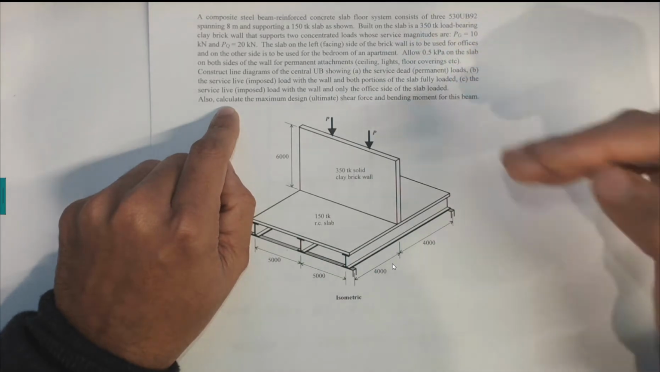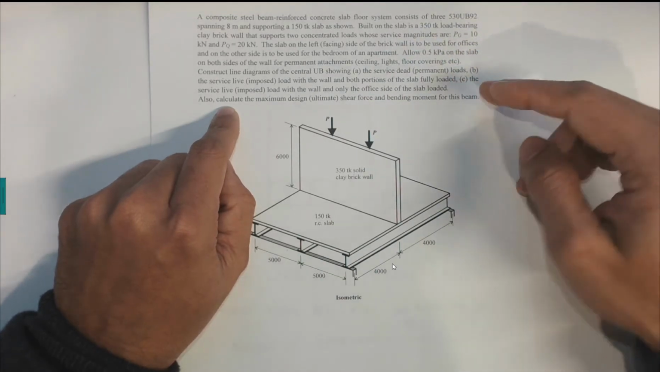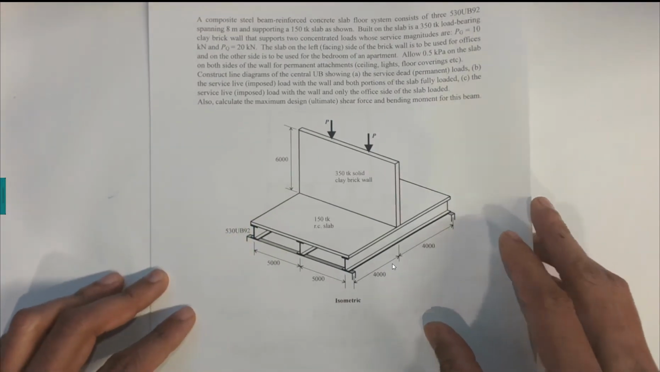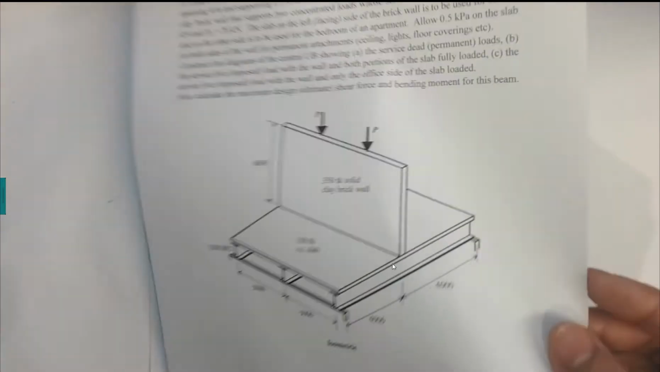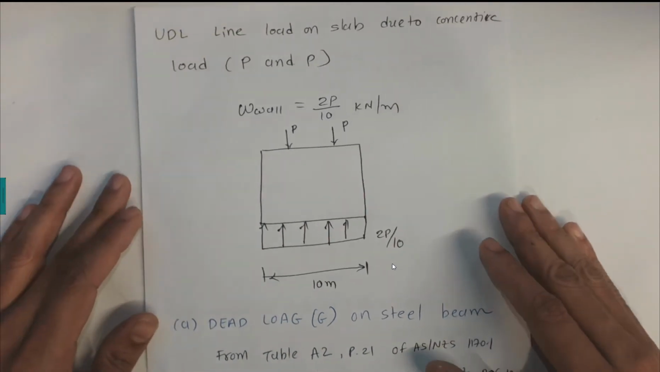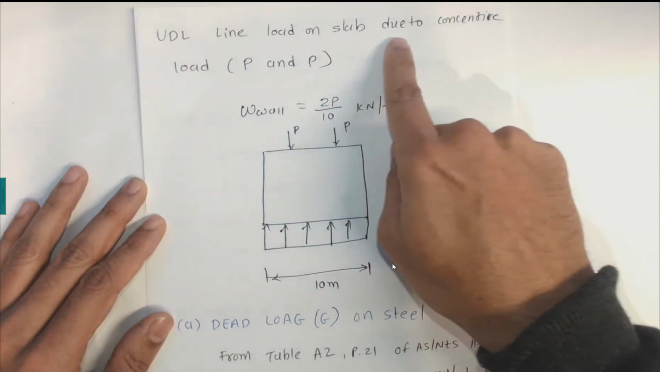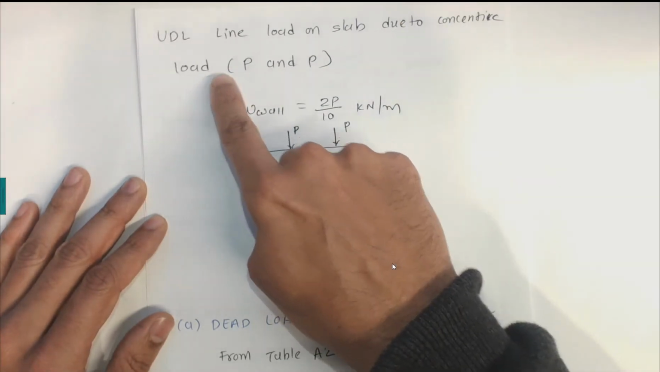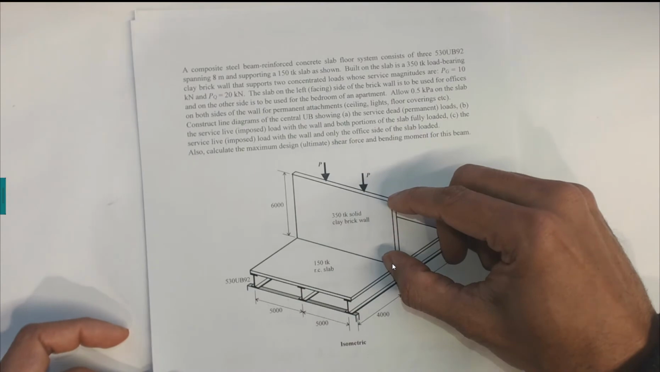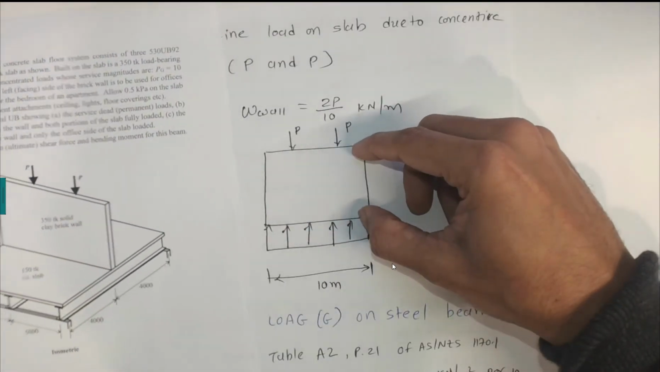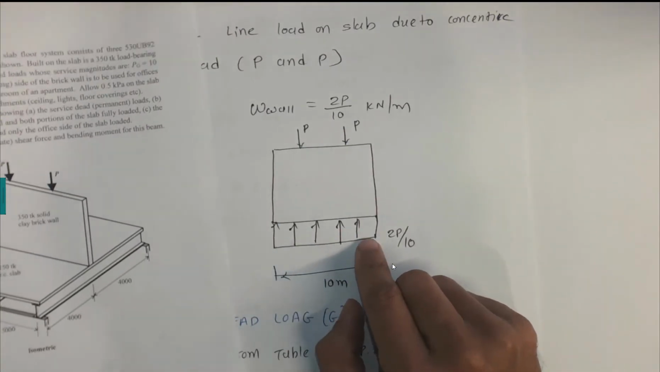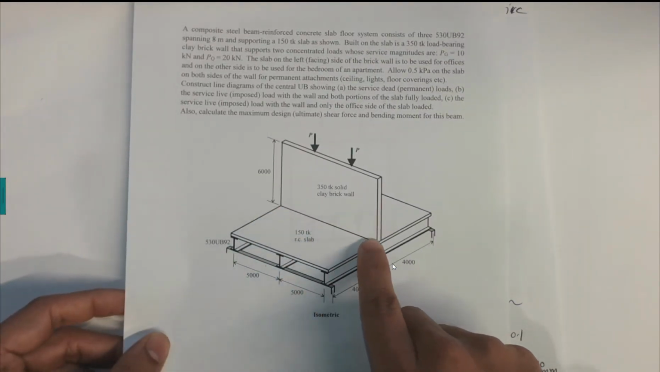So we can show these examples in various sections. First we will try to work out the dead loads in these examples. Now for the dead load, we can first find the UDL line load on the slab due to the concentric loads of P and P. So I will try to draw this wall here, and this P concentric load will create the UDL load along this line.